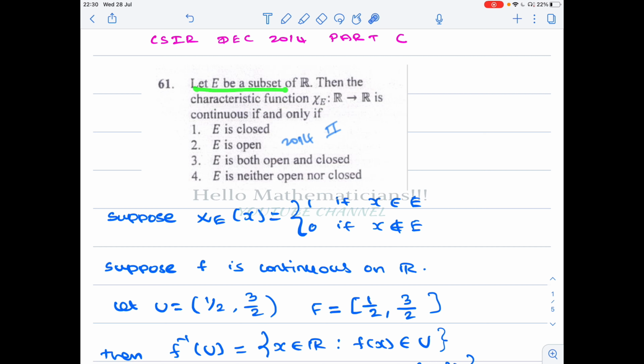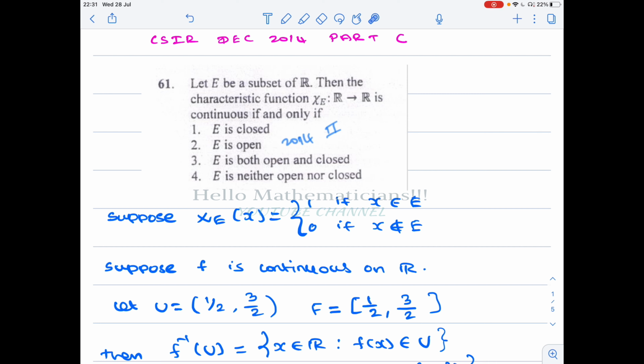Let E be an arbitrary subset of R. We define the characteristic function chi_E from R to R by chi_E(x) equal to 1 if x belongs to E, and 0 if x doesn't belong to E. It is given that the function is continuous. We want to find a necessary and sufficient condition.